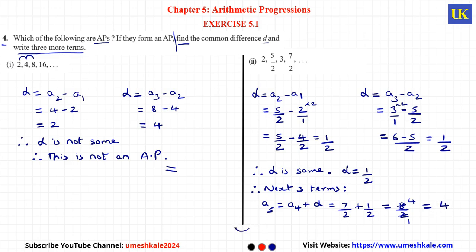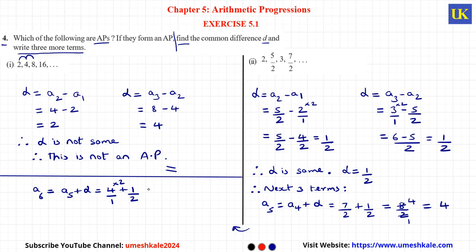I will calculate A6 and A7 here. So A6: we have to take A5 and add D. A5 is how much? 4, plus D is 1 by 2, half. Here we need to multiply 4 by 2 because nothing is there. So 4 into 2 is 8, plus 1 upon 2. So here we have 9 by 2. So 9 by 2 is our answer for A6.